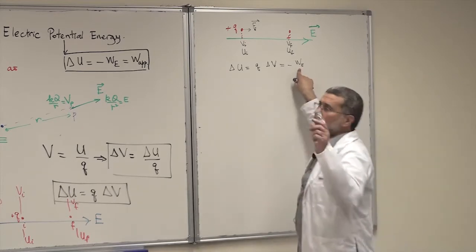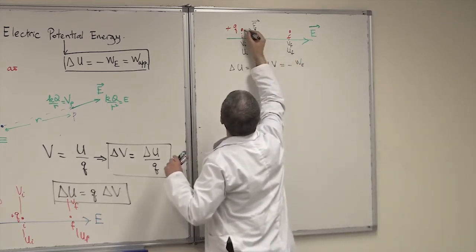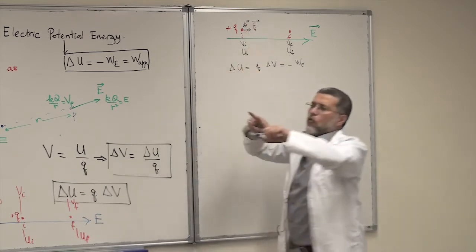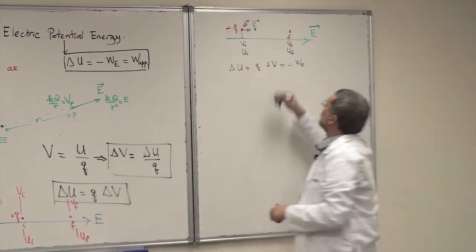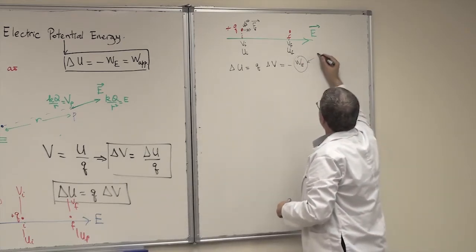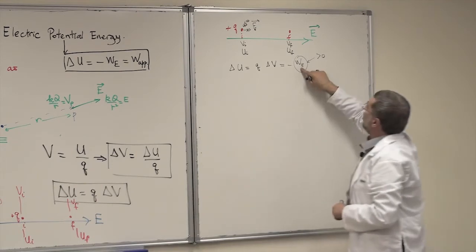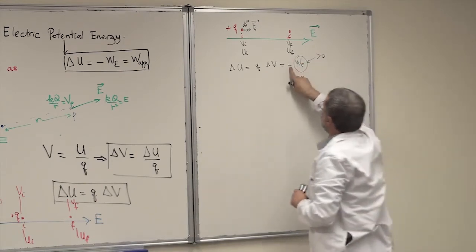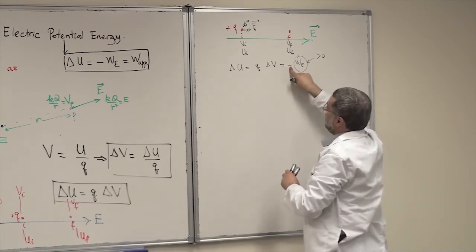Now, according to you, the displacement is in this direction, that's ds. And when the force and ds are in the same direction, what do you think about the work? The work will be what? Will be positive. So the work done by the electric force in this situation here is positive. And there's a minus sign here.